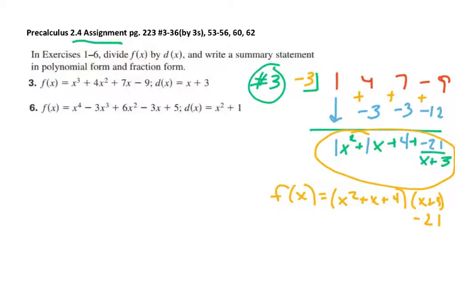And then the rational or fraction form is that we took f of x and divided it by x plus 3 and ended with x squared plus x plus 4 plus, minus 21 over x plus 3.